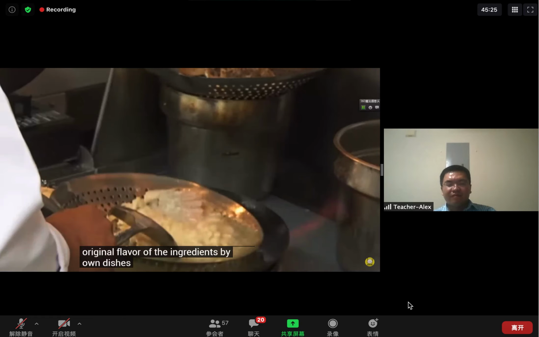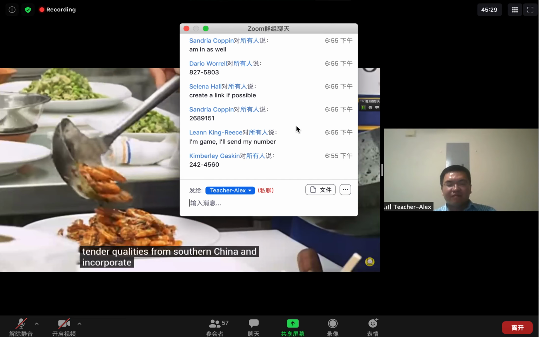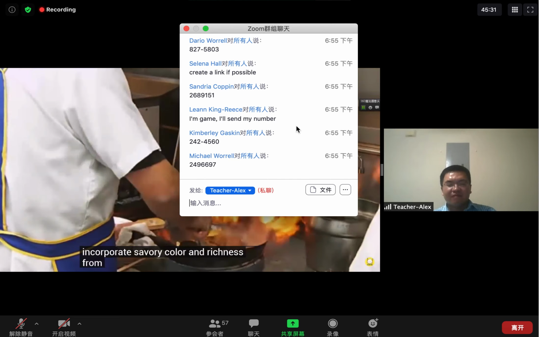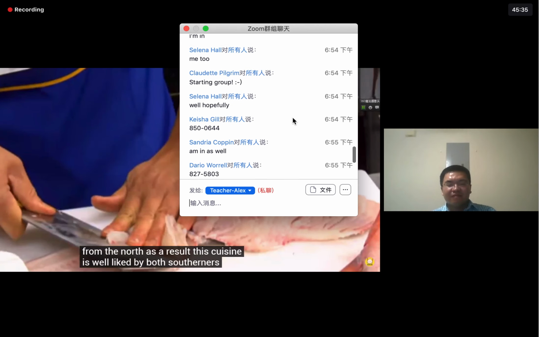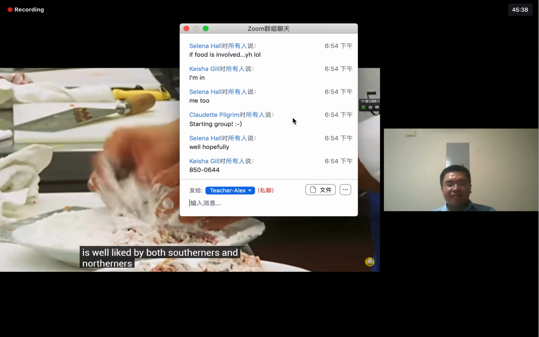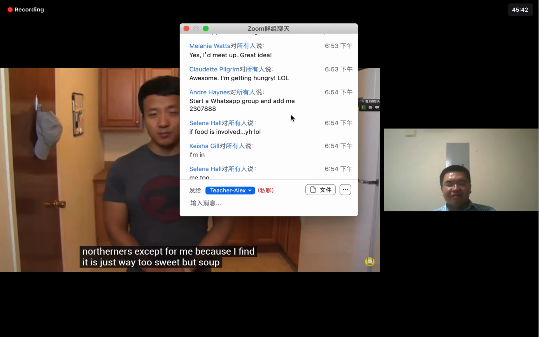Huaiyang dishes borrow fresh, crispy, and tender qualities from southern China and incorporate savory color and richness from the north. As a result, this cuisine is well liked by both southerners and northerners, except for me, because I find the dishes way too sweet. But soup dumplings, that I like.